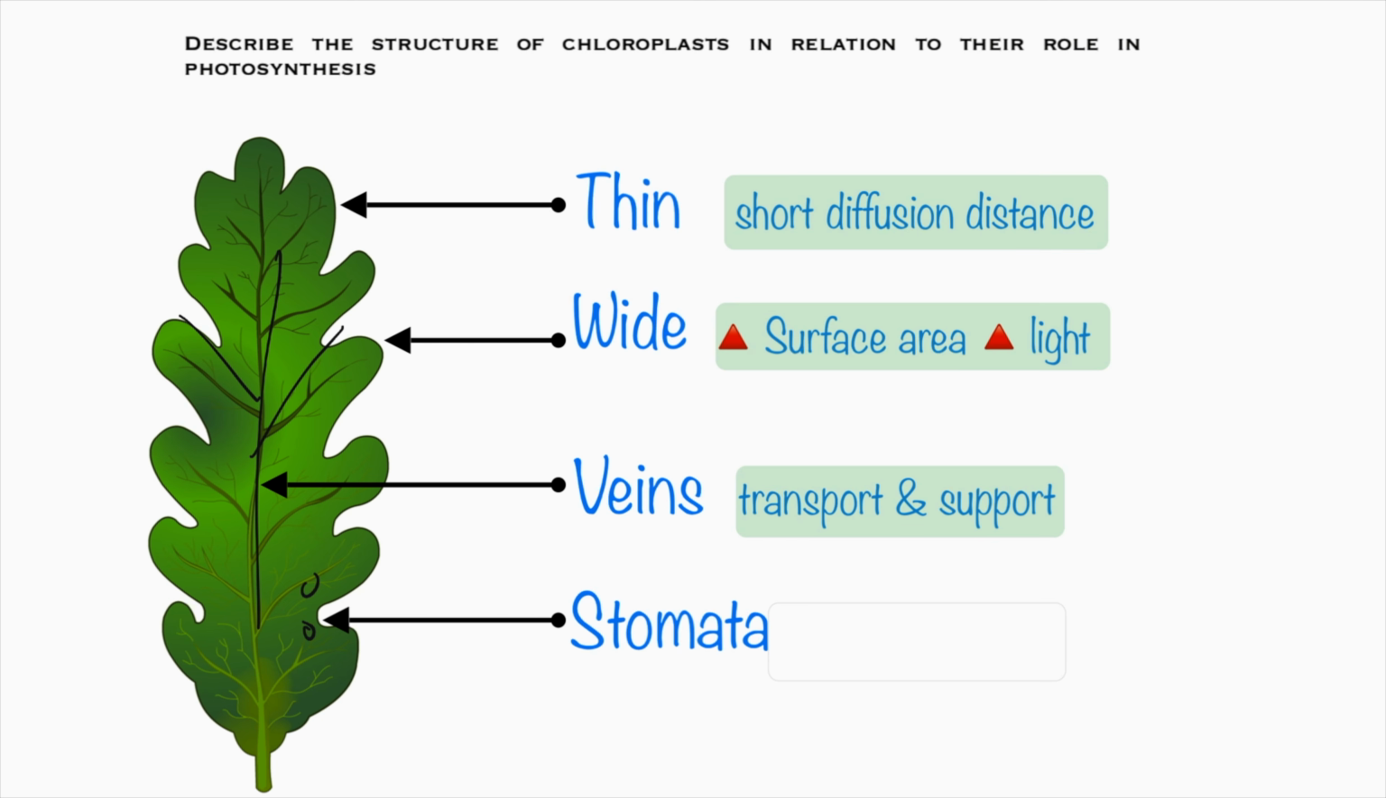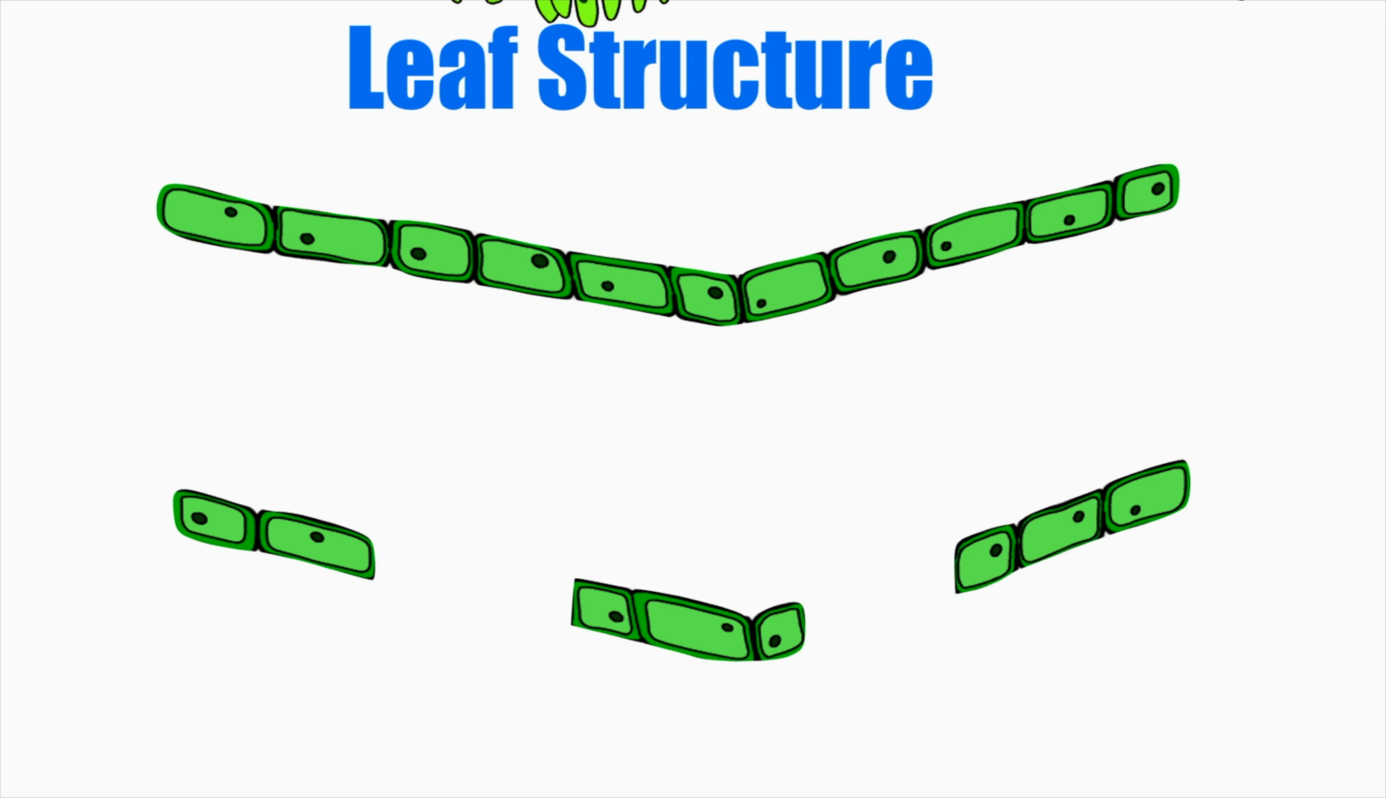Leaves have tiny pores, we call them stomata, and stomata is where gas exchange takes place. In order to understand the process of photosynthesis, you need to have good knowledge of the leaf structure.